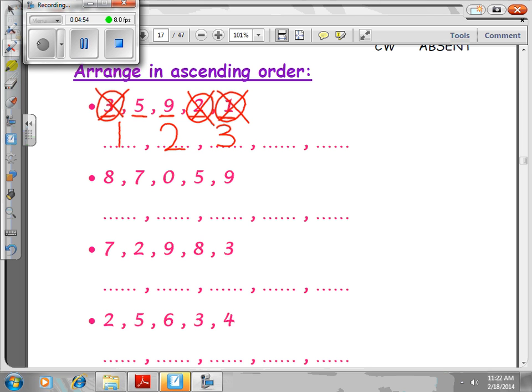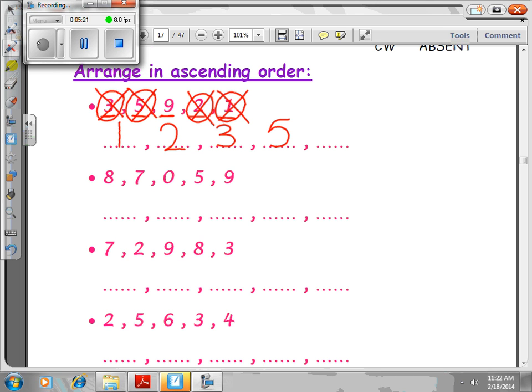Now, what are the two numbers left here? We have number 5 and number 9. Which is smaller, 5 or 9? Yes, the smallest number is 5. So I will write down number 5 and I will make a cross on number 5.